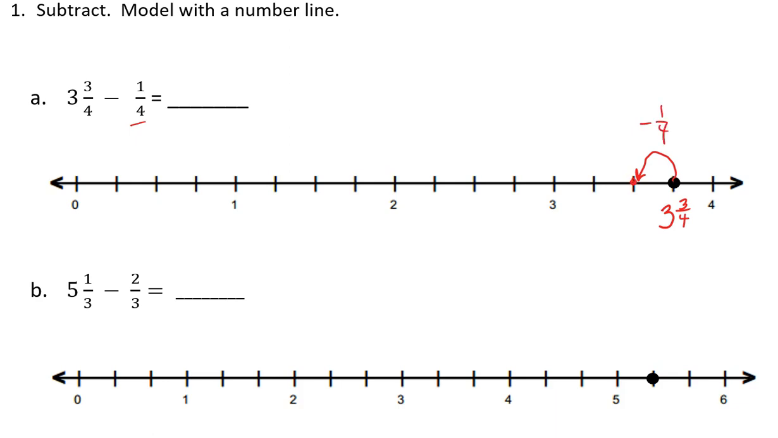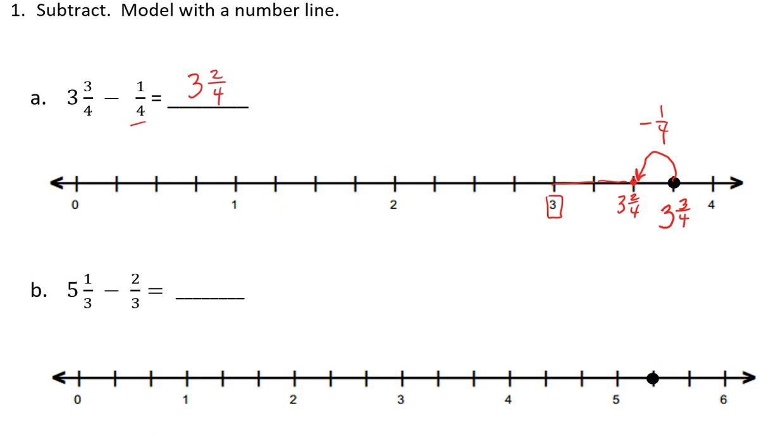And then all I have to do is figure out where I am on my number line. Well, here's 3 wholes, and I'm 2/4 past the 3 wholes. So that means I'm at the 3 2/4 mark. 3 3/4 minus 1/4 equals 3 2/4.